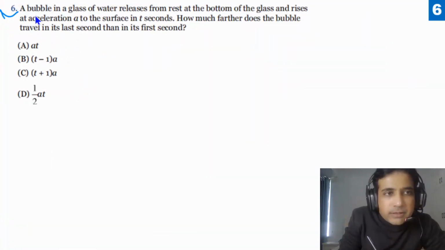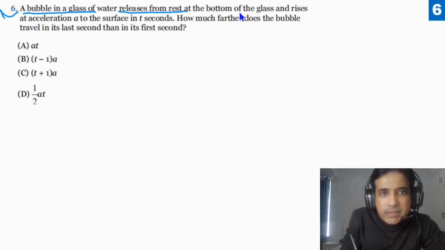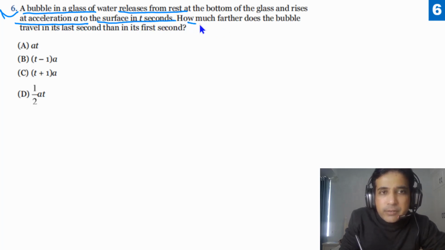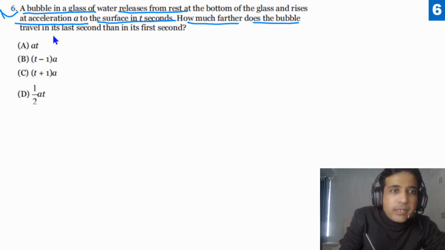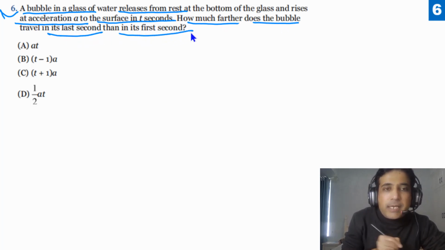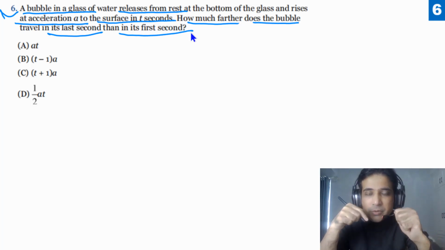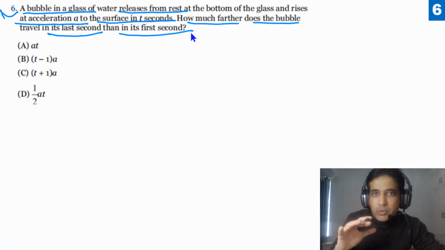For question 6, it is given to us: a bubble in a glass of water releases from rest at the bottom of the glass and rises at acceleration a to the surface in time t seconds. We need to find out how much further the bubble travels in its last second than in its first second. Very nice question. The best way is you can stop the video and do this question first of all by yourself, and then you can come back and compare your answer with my solution. Now let me explain how you can answer this.